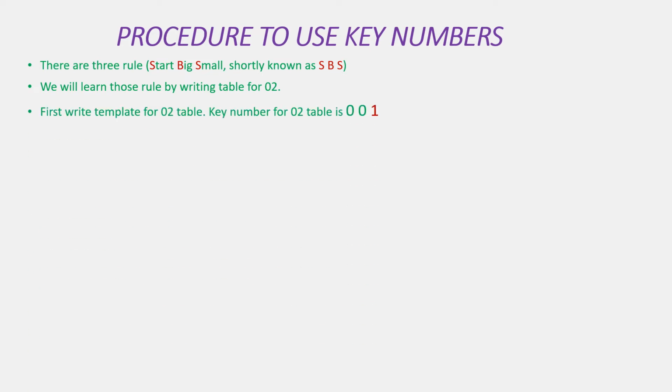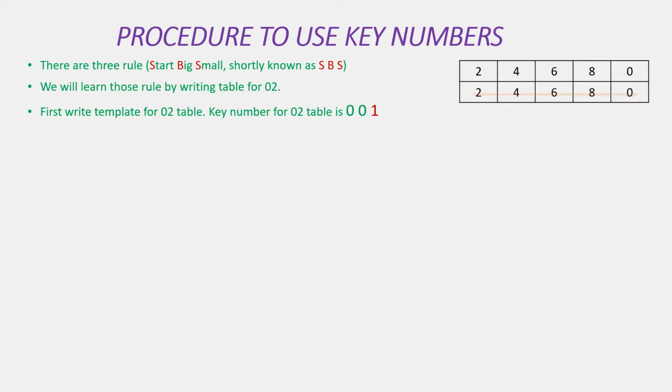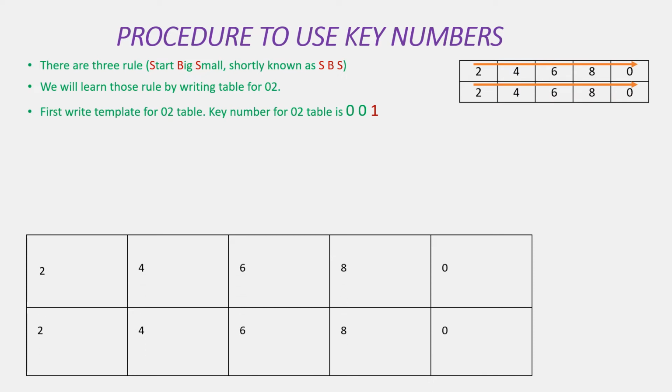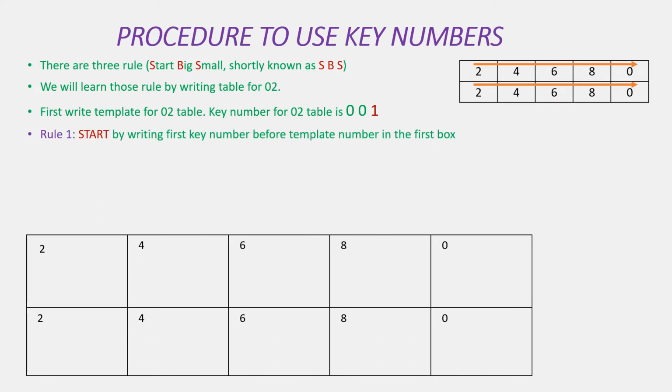Since it is the second table, we have to write the template of 2 tables. Key number for 2 table is 001. Rule 1: Start by writing first key number before template number in the first box. So that means we have to write the first key number, which is 0, before the template number 2 in the first box.